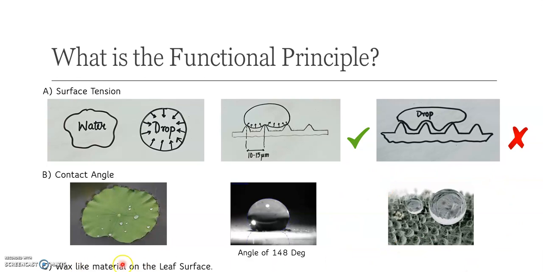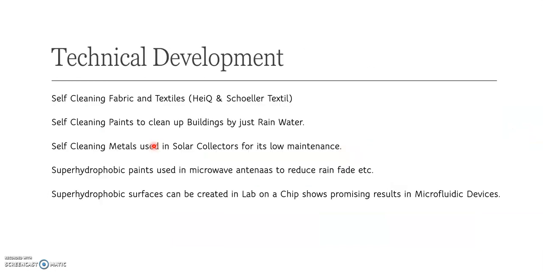And the third is a wax-like material on the leaf surface. With respect to these two points, this wax-like material on the leaf surface will also help in gliding the water droplets, and hence improve its functional principle and the lotus effect phenomenon.